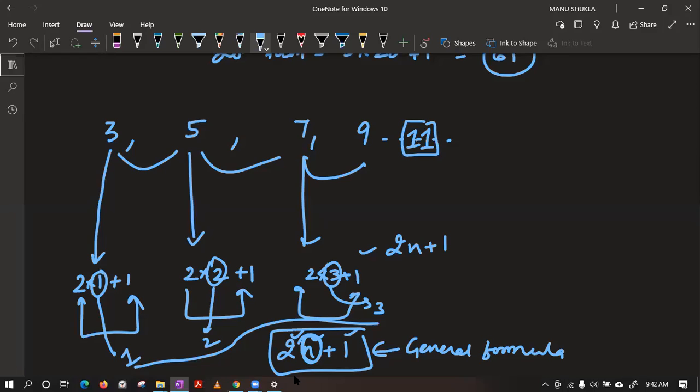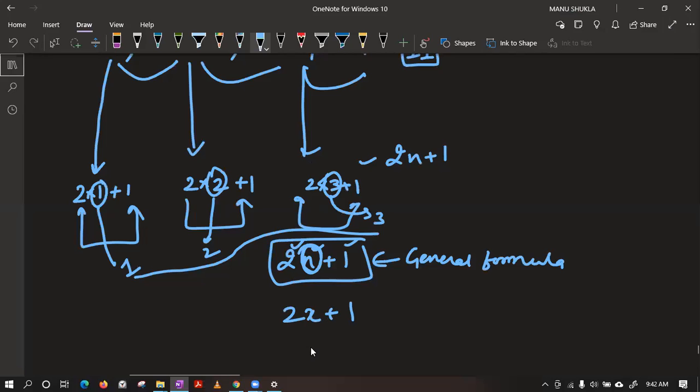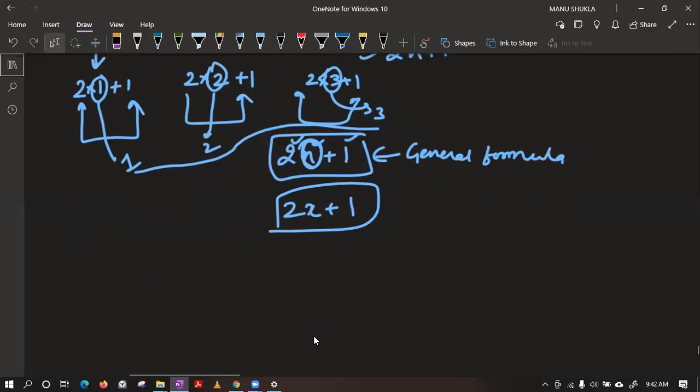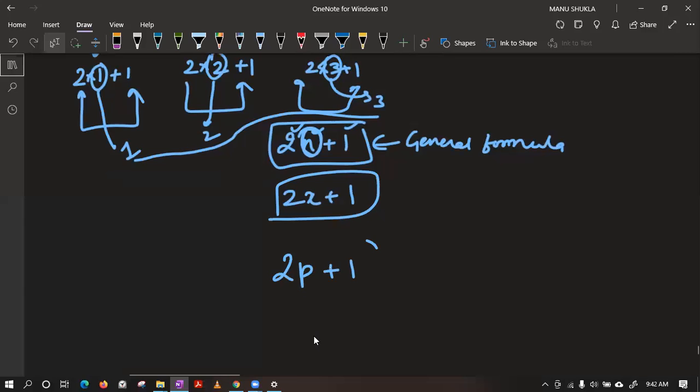Lavya, it is not permanent. According to the questions, yes, you can take any variable. If you want, you can write like this also, 2x plus 1. That is also correct. If you want, you can write as 2p plus 1. So these all are correct because variable can be any alphabet. That is not a problem. There can be 26 variables. Then you can have symbols also, alpha, beta, gamma, theta, zeta, whatever you want. You can put for the variable, no issue.